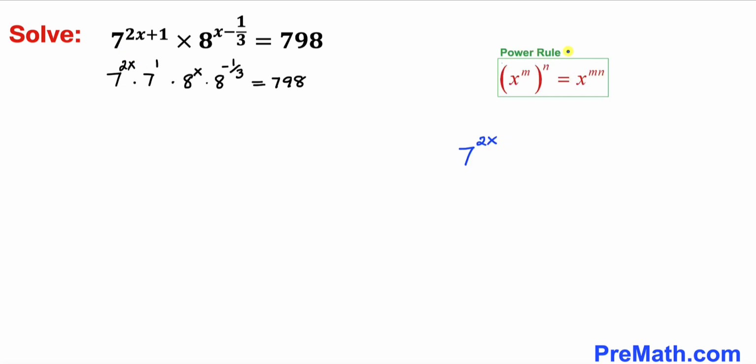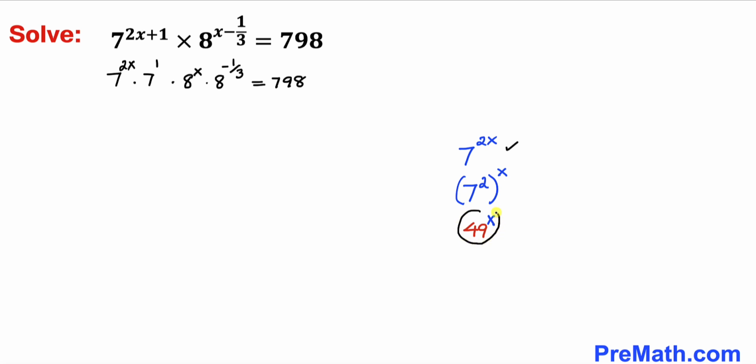And now let's focus on 7^(2x), and here I have copied it down. Now let's recall the power rule of exponents. We are going to use this rule over here. So this 7^(2x) could be written as (7^2)^x. And now we can see 7^2 is 49. Therefore 7^(2x) has been simplified to 49^x. So I'm going to replace it by 49^x, and then I'm going to write this 8^x next to it.